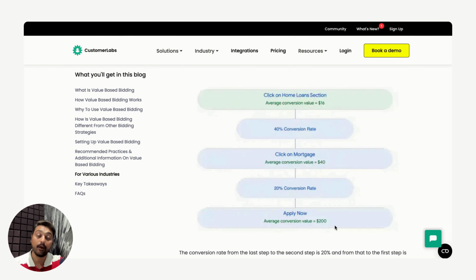Now that's the conversion value of the customer. Now we will backtrack and assign the value for each stage. So apply now is $200.